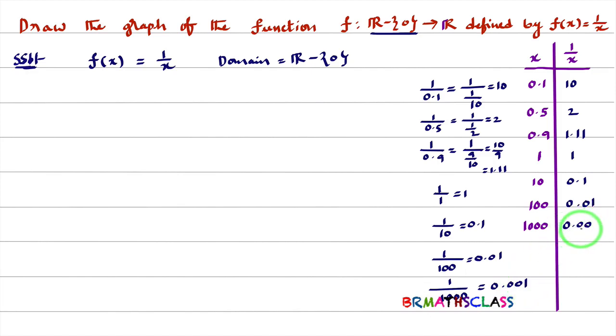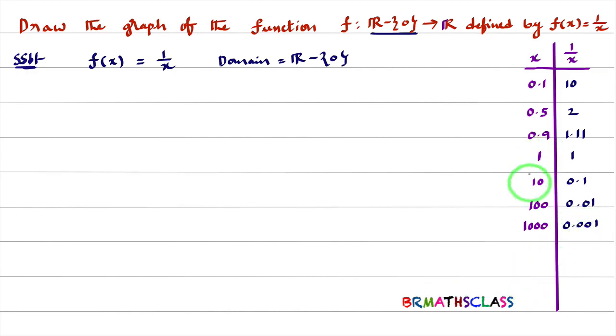0.001. You observe here, after 1, as x values are increasing, these functional values are approaching to 0. You need to catch this point. As x values are increasing, f of x, 1 by x values are approaching to 0. Now I'll draw the graph of f of x equal to 1 by x for these values. Next, I'll take negative values also.